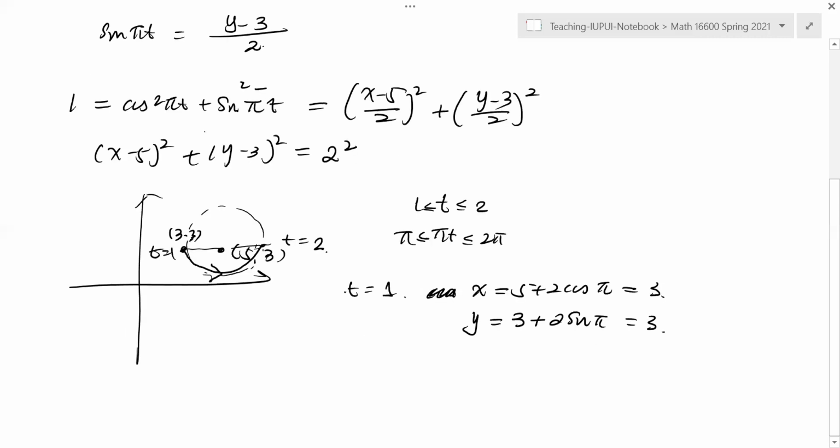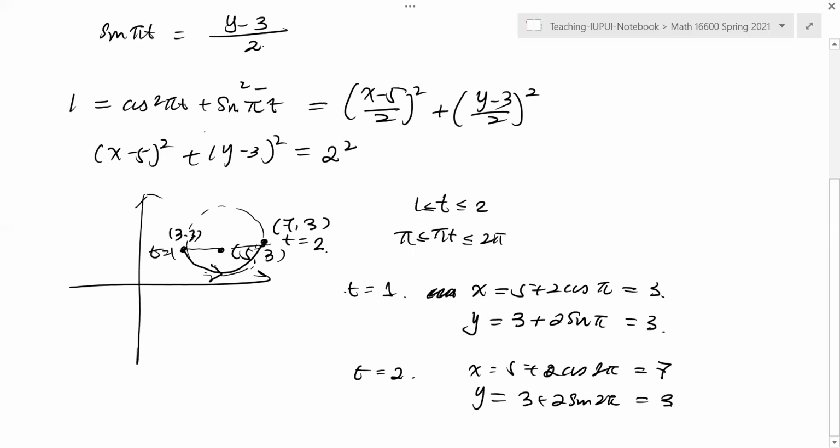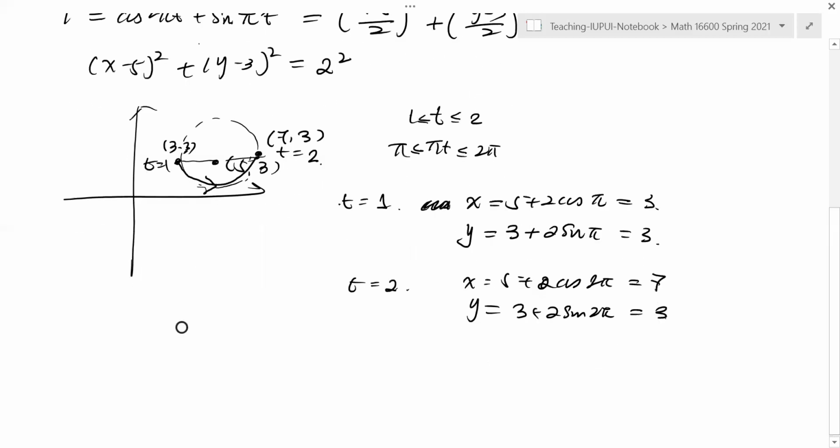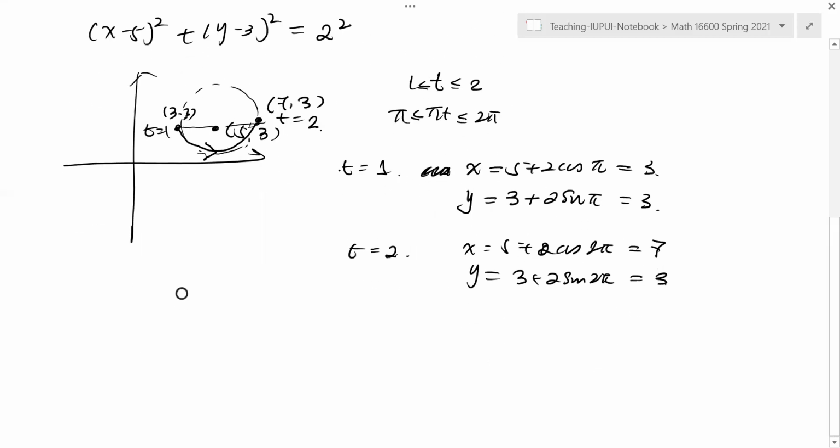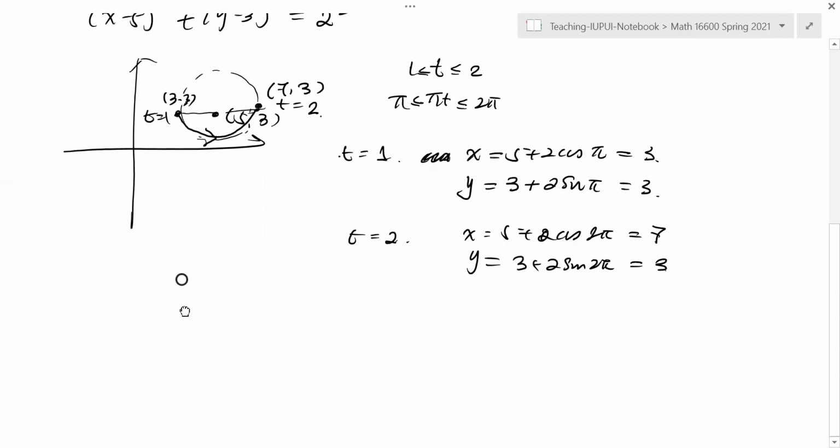The end point is when t equals 2: x equals 5 plus 2 cosine 2 pi. Cosine 2 pi is 1, so it's 7. And y equals 3 plus 2 sine 2 pi. Sine 2 pi is 0, so it's still 3. So this is the point 7 and 3. I think that's all you needed to give. That's all about this problem.